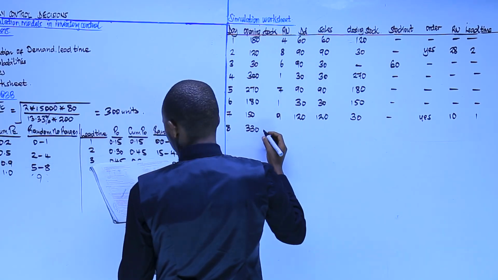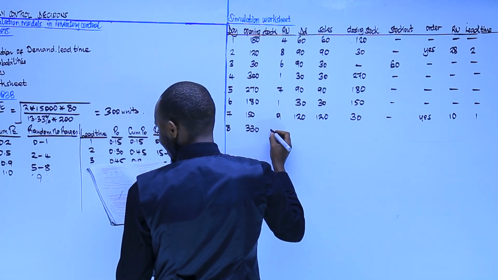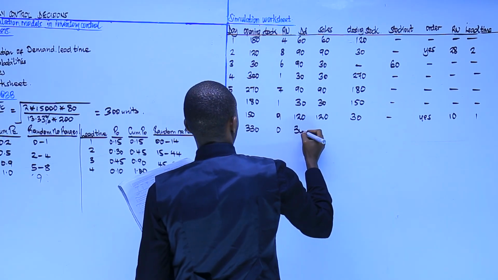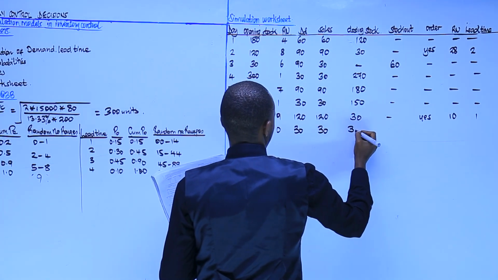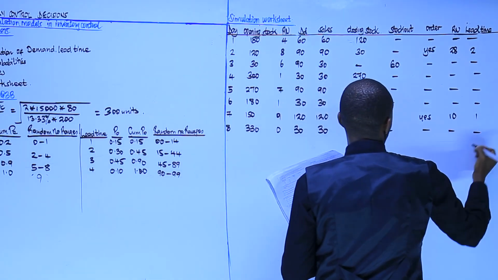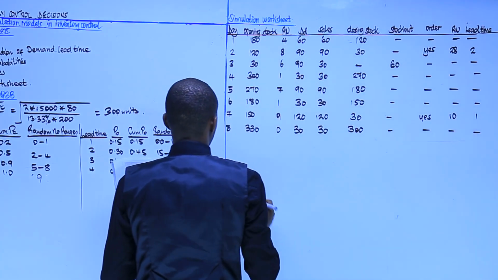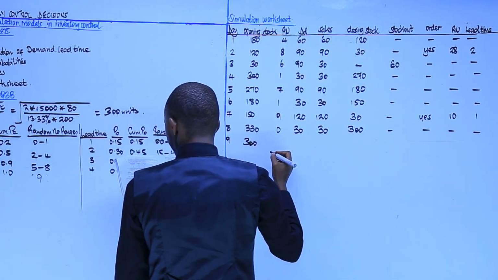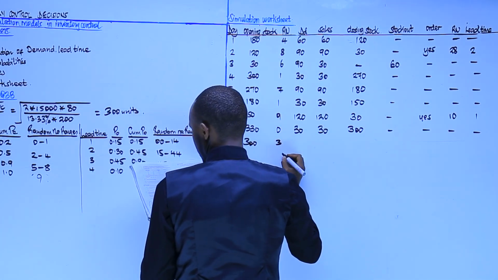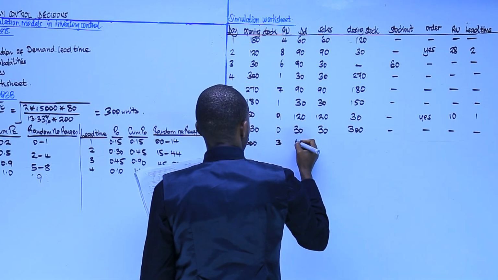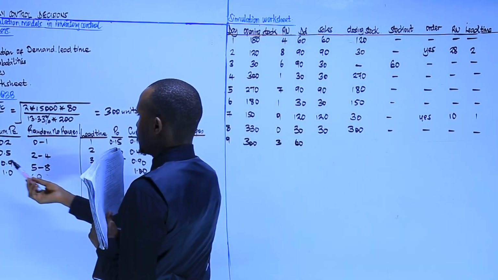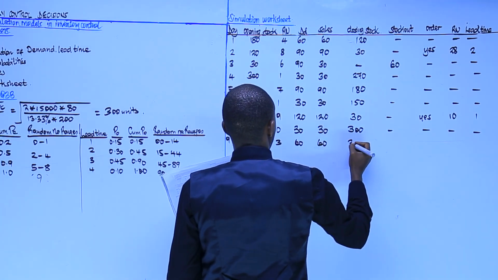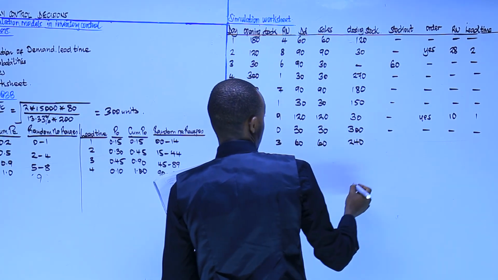Your random number for the 8th day is 0. You can only have demand of 30, sell 30, so that is 300. You're not making any orders. 9th day, opening stock is 300. Random number is 3. 60 here is your demand. Sales will go into sell 60, so that is 240.